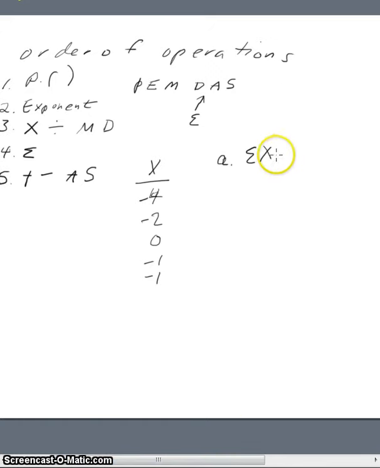What this means is that we take each of these scores and add them together. So that means -4, -2, 0, -1, -1. You add those all together. You're going to get what, -6, -7, -8. Okay, so that would be your answer for A.